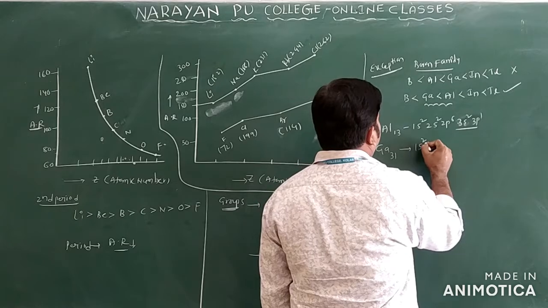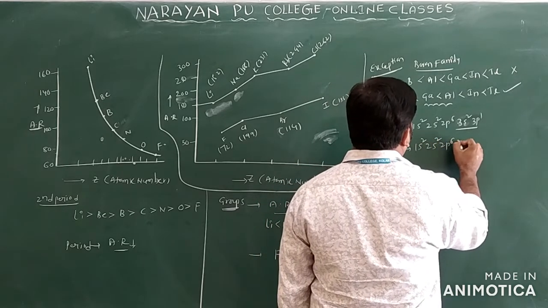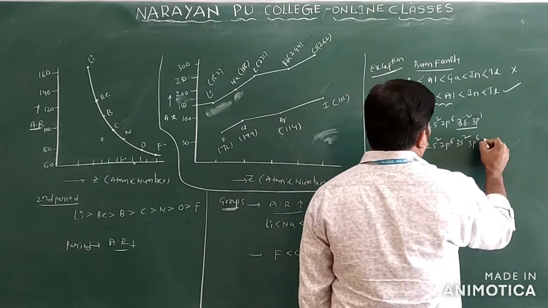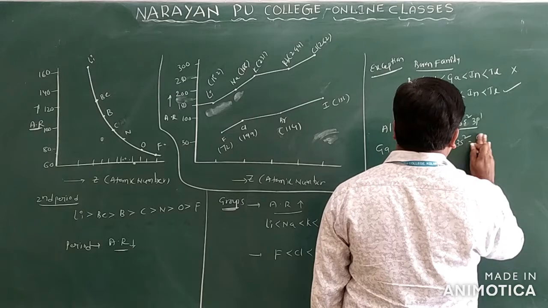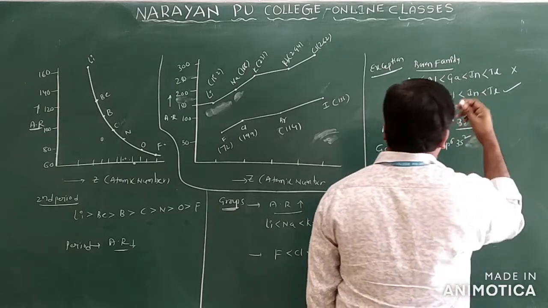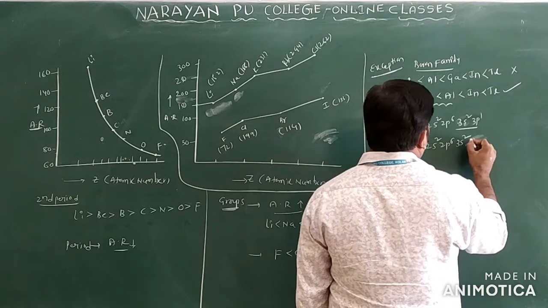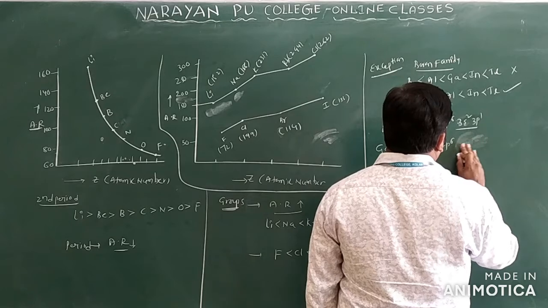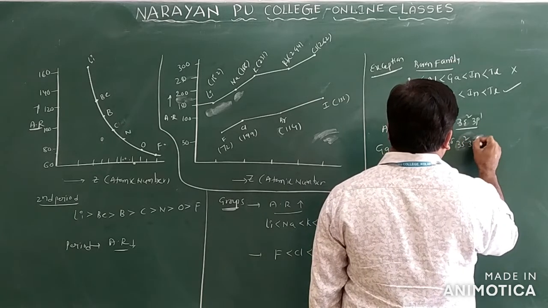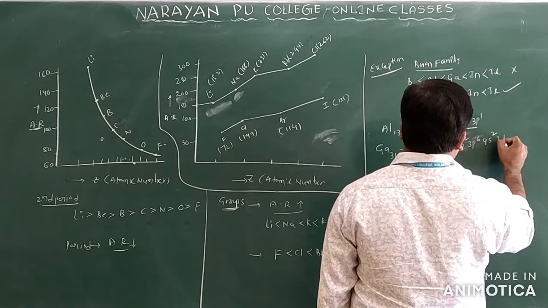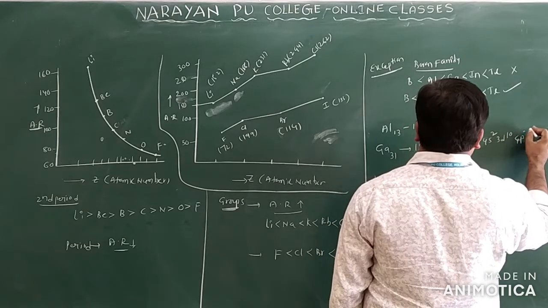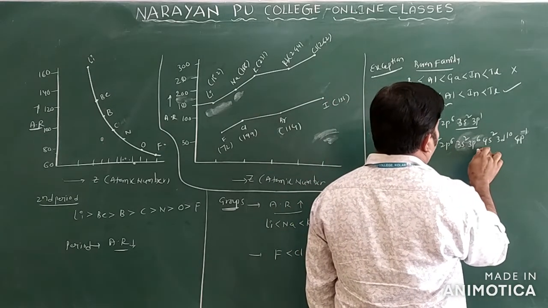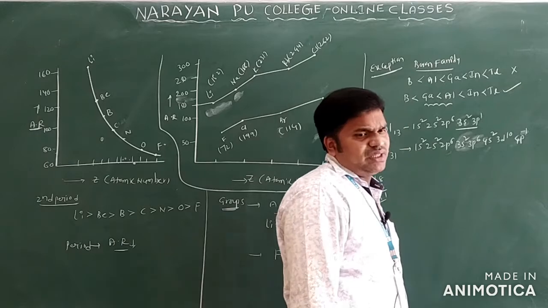So you will write 1s2, 2s2, 2p6, 3s2, 3p6. Generally this third group means you are getting 3p1 only. Then 3s2, 3p6, 4s2, 3d10 and 4p1 only. This is the configuration: 10, 20, 20 plus 10 is 30, 30 plus 1 is 31 only.